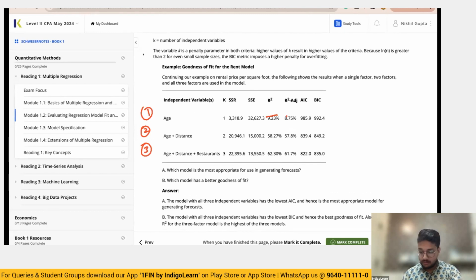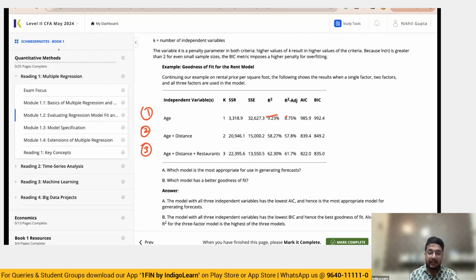Now when I shift you over here on my screen, I'm using two variables, age plus distance. Now from simple regression, I'm moving to multiple regression. So I'm building a model, let's say y equals b0 plus b1 x1 plus b2 x2, where x1 is age and x2 is distance.